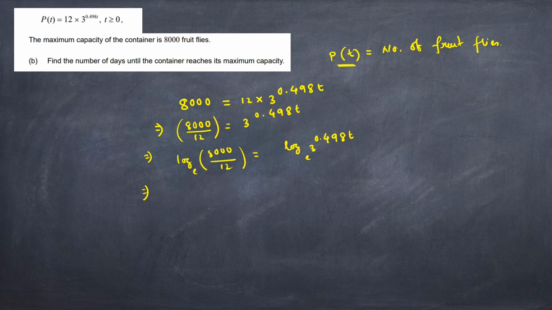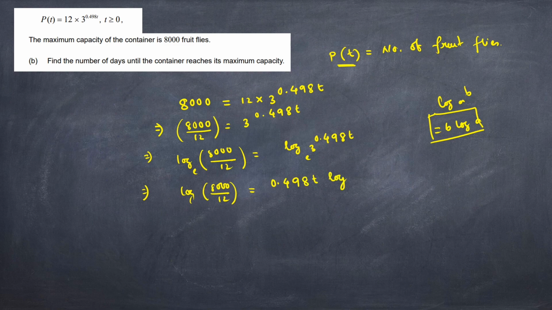According to the log formula, log a^b is basically equal to b log a. So we will use this formula here and find out the value. So ln(8,000/12) = 0.498 t ln 3. In the calculator you can find out these two values, this will be one value, this will be one value, and after that you will calculate.